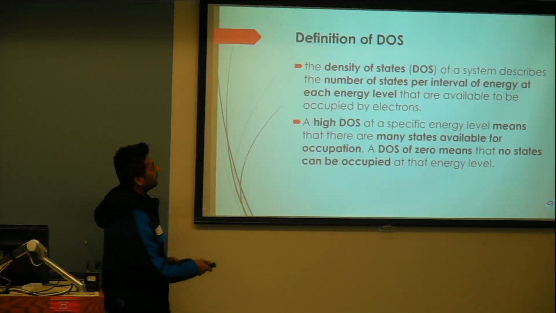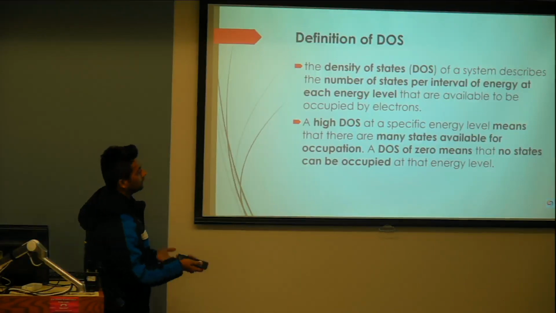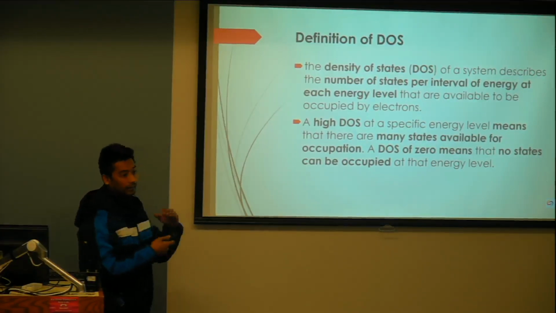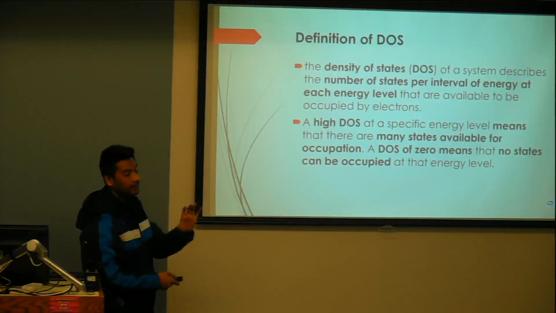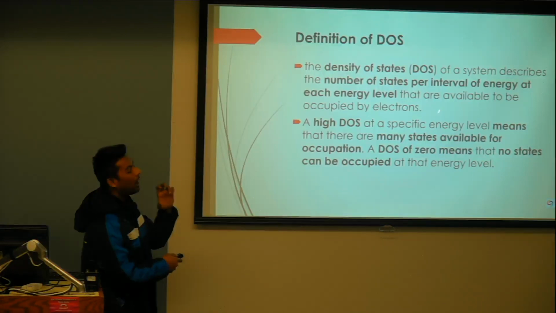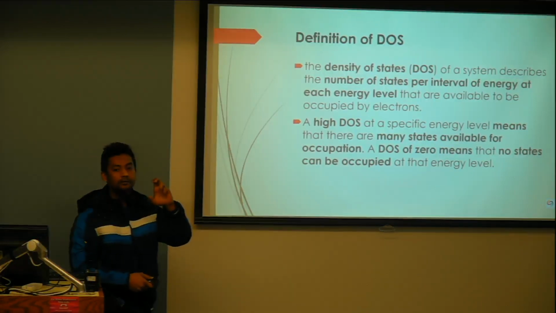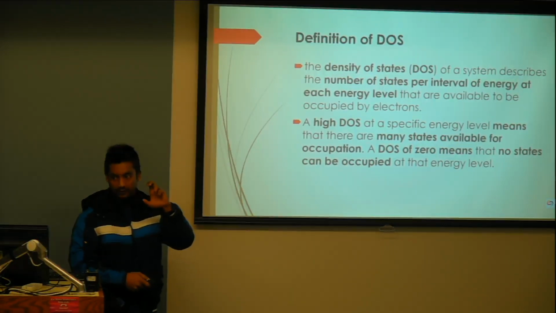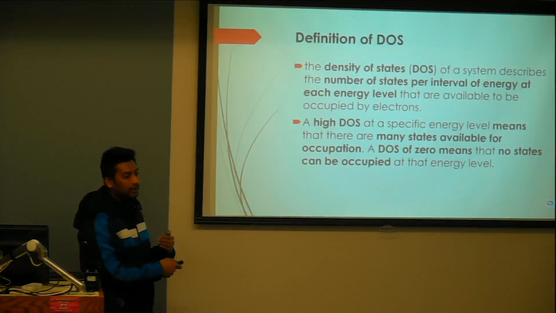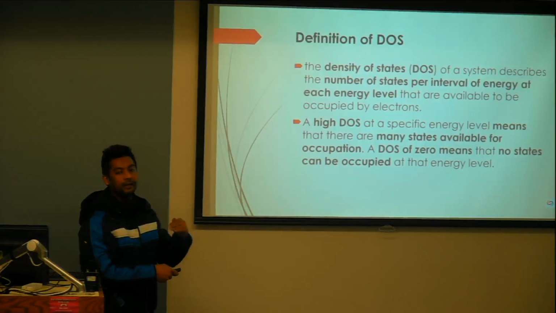And now comes the definition of DOS. What is DOS? DOS is the number of states in a certain interval of energy. How many states do we have between two energy levels? That defines the DOS. So high DOS specifies many states available for occupation, and zero DOS means there is no state available for occupation.